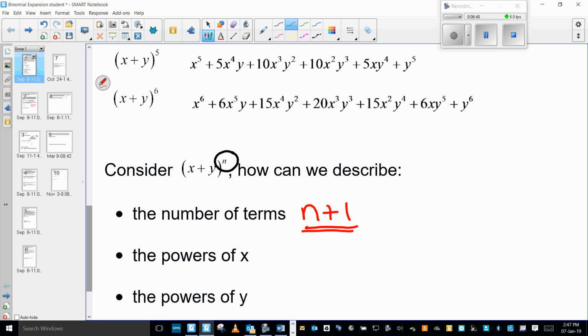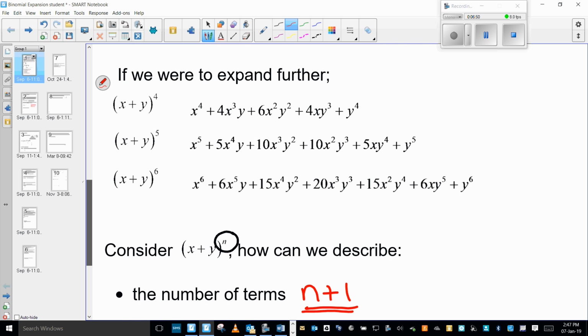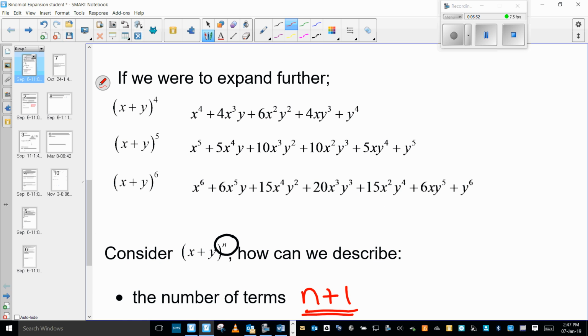How about the powers of y? It goes up. Oh, interesting. So how does it start? What's the power of y in these first terms? 0. And then 1, 2, 3, 4, 5, and 6, and it ends at the power of n.